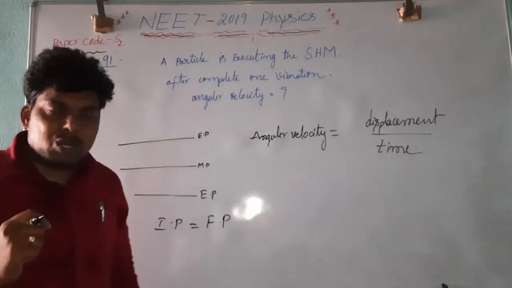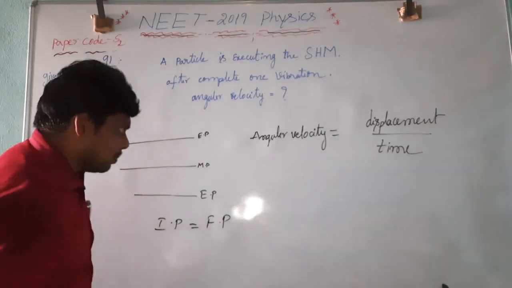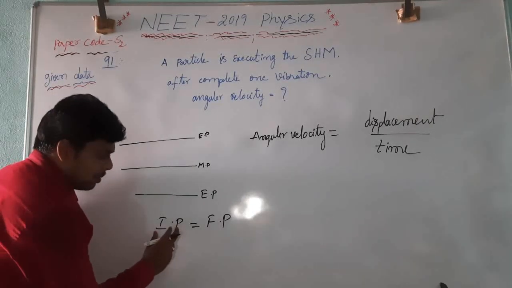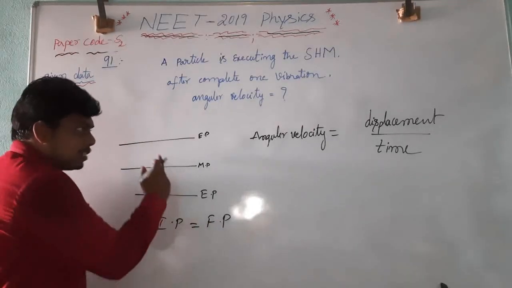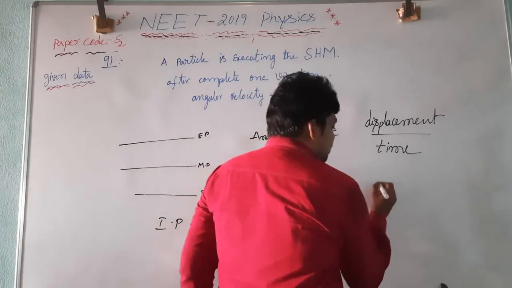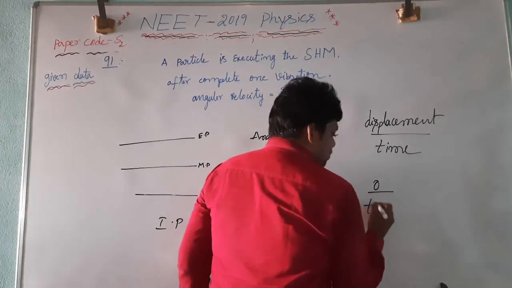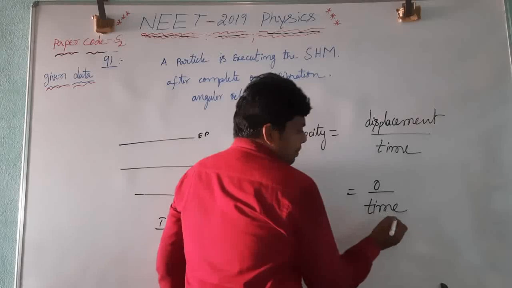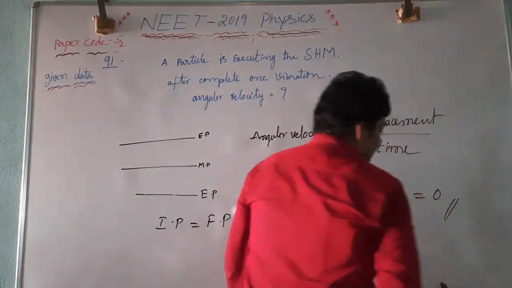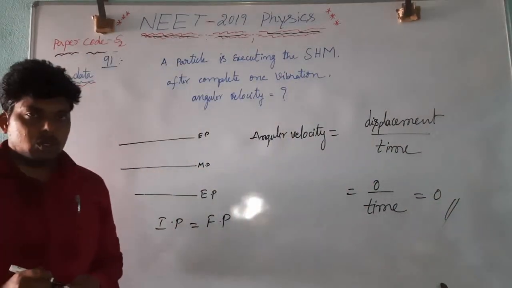When the initial position and final position are both the same, what is the displacement? It is 0. Here displacement is equal to 0. That is 0 divided by time, which is equal to 0 only. Your answer is 0.